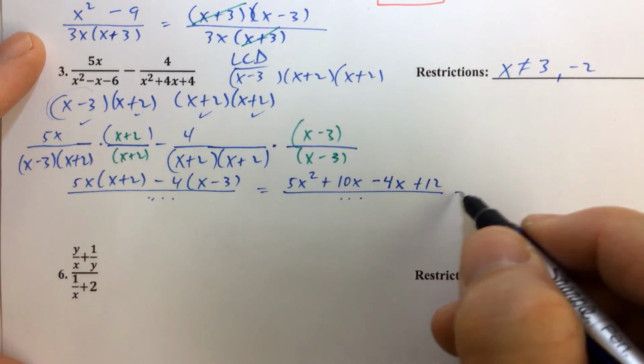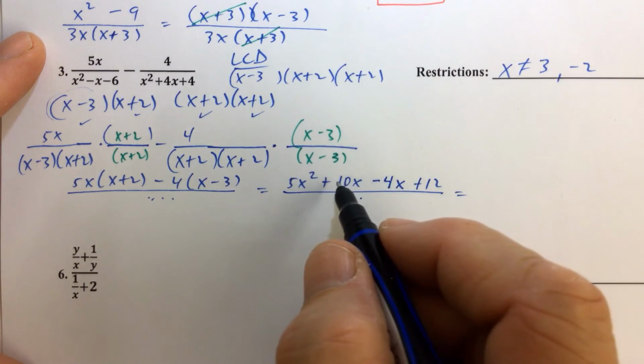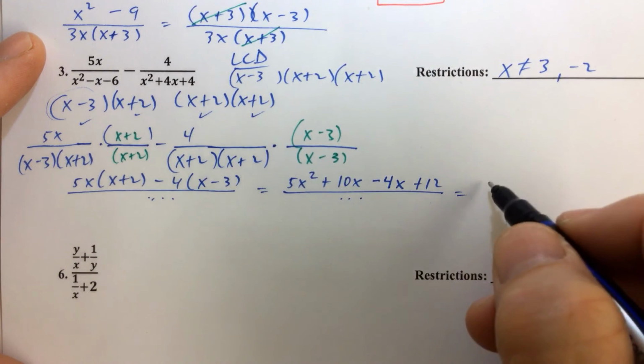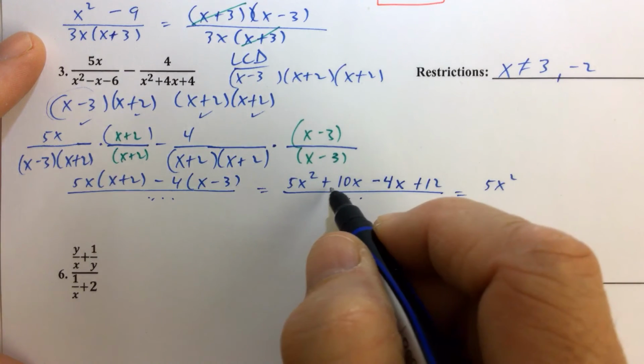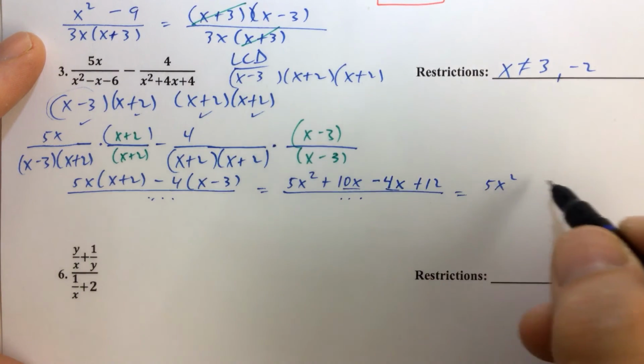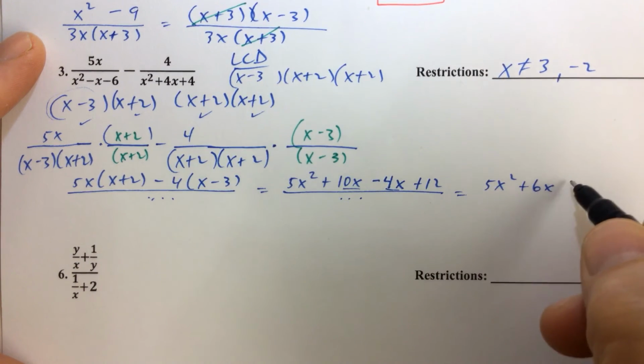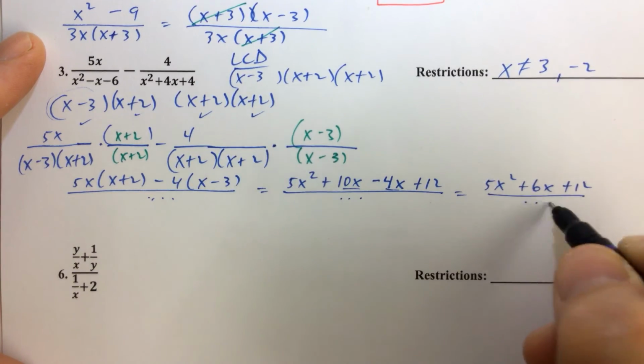That's our denominator. And then we need to combine like terms. We have 5x squared. And then we have a 10x minus 4x. That's a plus 6x. And then we have a plus 12, all over again, dot, dot, dot.